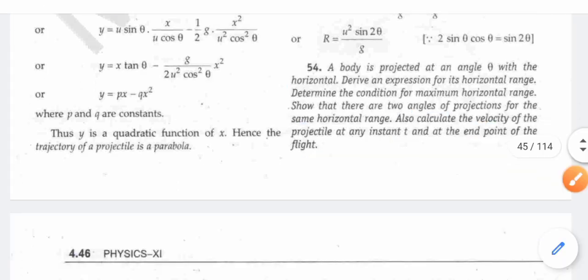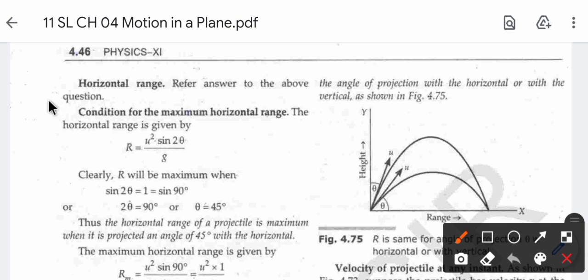So let's start. First of all, the horizontal range. In the previous video we derived the expression for horizontal range. Now the condition for the maximum horizontal range. Horizontal range is given by R equals u squared sine 2 theta by g. In this case, R will be maximum when the sine part is 1. That means sine 2 theta will be 1, and sine 2 theta is 1 when the angle is 90 degrees. That means 2 theta equals 90 degrees, and from here we find theta equals 45 degrees.